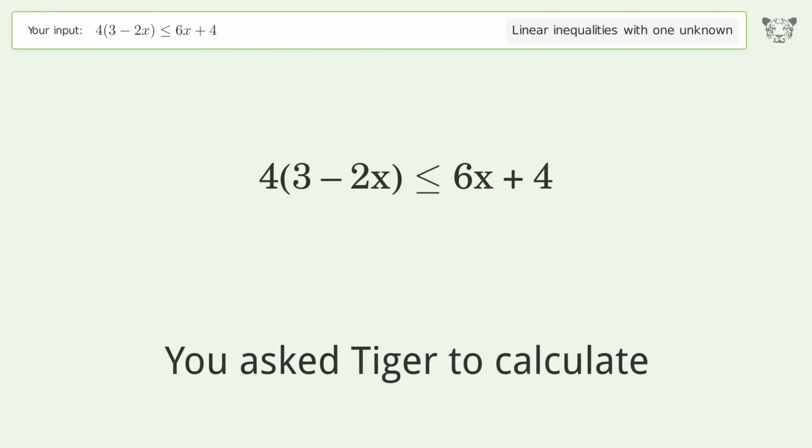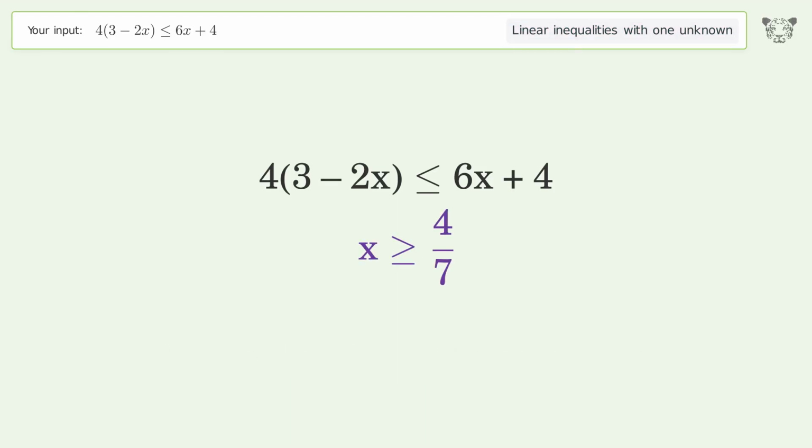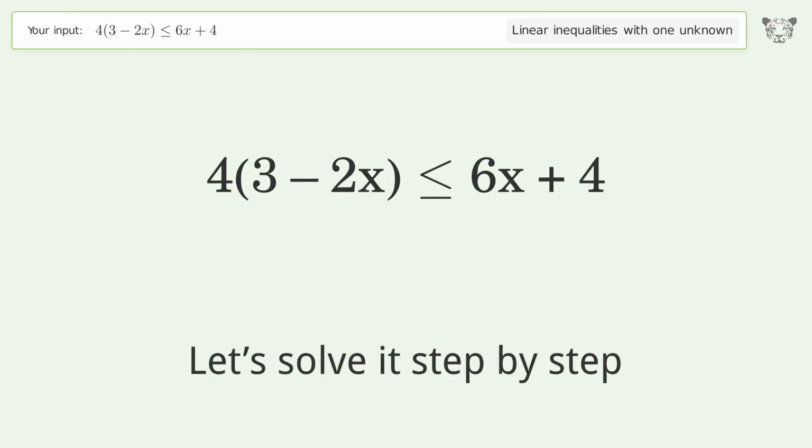You ask Tiger to calculate. This deals with linear inequalities with one unknown. The final result is x equal or greater than 4/7. Let's solve it step by step.